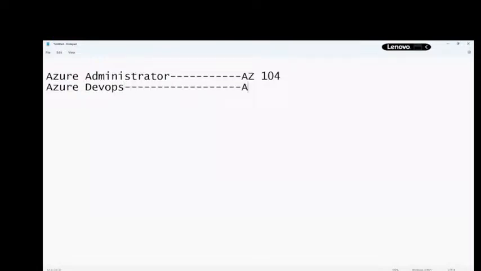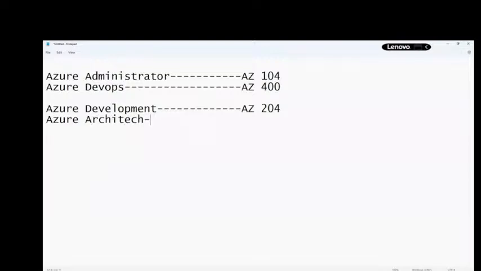The main ones I can suggest: the administrator certification paper is AZ-104. Next, Azure DevOps, the certification paper is AZ-400. Same way, for Azure development we have AZ-204. Next, Azure Architect is AZ-305. These are the 4 important certification papers.